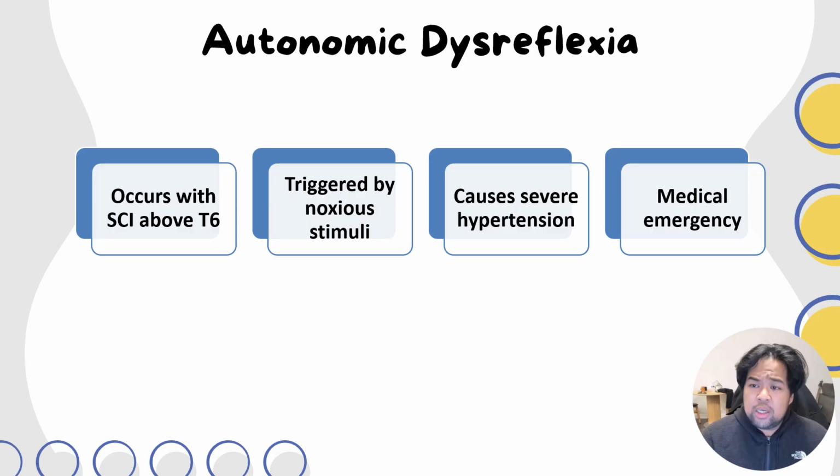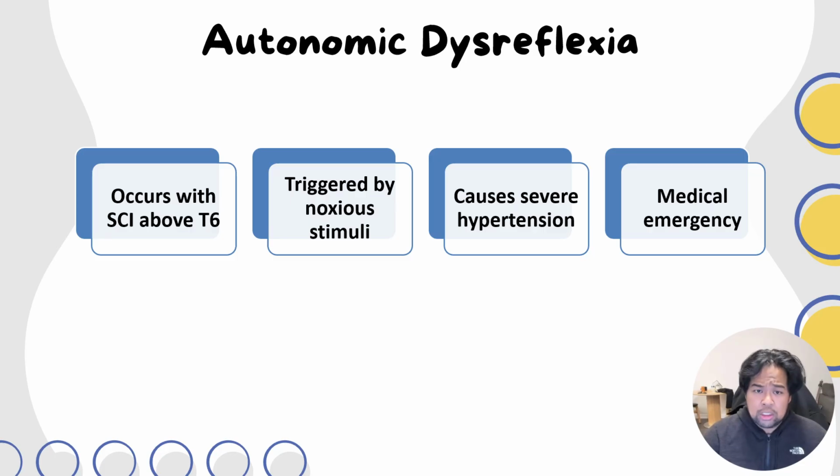Autonomic dysreflexia, we spoke about this a little bit on the other slides, but this is a medical emergency. We do have to have careful consideration with this. It affects about 48 to 70% of those with spinal cord injuries above T6. It is triggered by a noxious stimulus. That's why we talk about catheter care and bladder management, because a UTI, a full bowel, or constipation can trigger this, and we don't want that, okay?